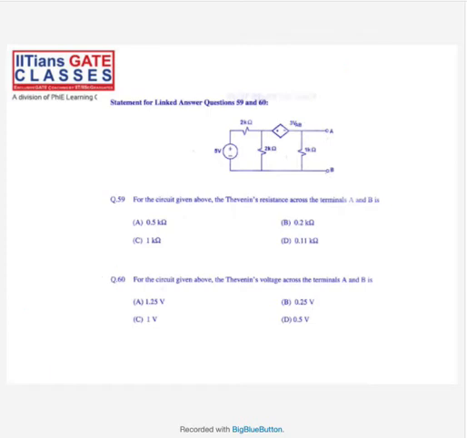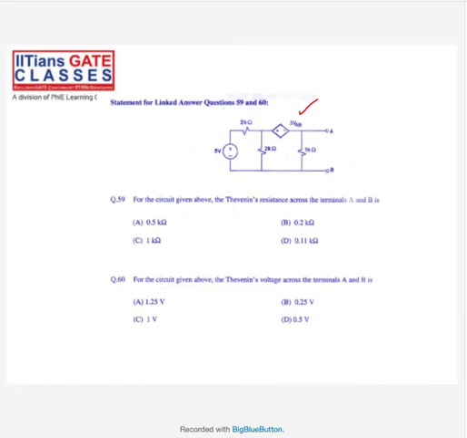So now tell me what is this in the question given. For the circuit given above, the Thevenin's resistance across terminals A and B is to be found. Many people find difficulty in doing this kind of problem. So what kind of dependent source is this, everyone?